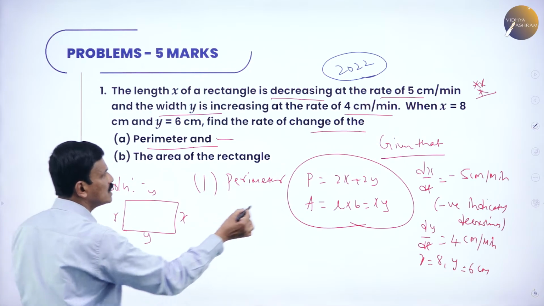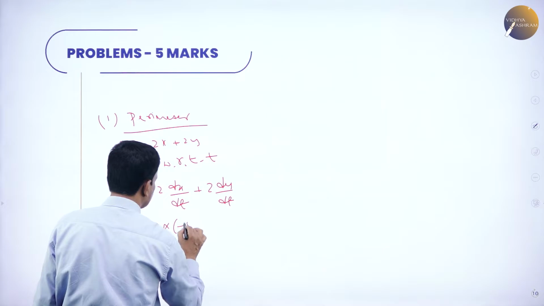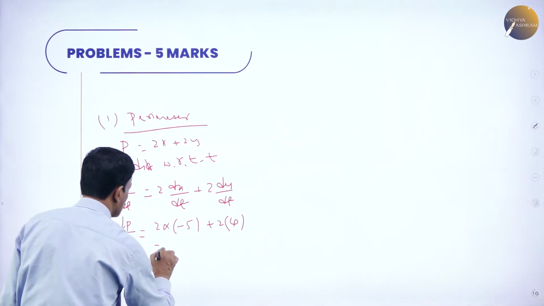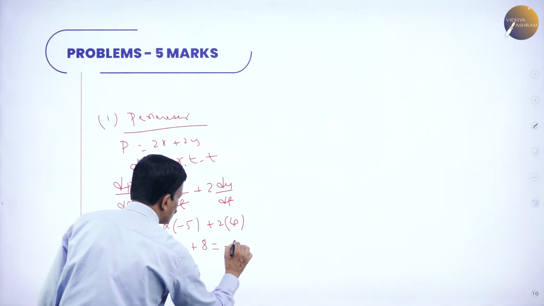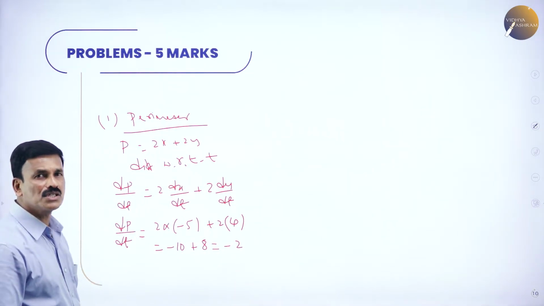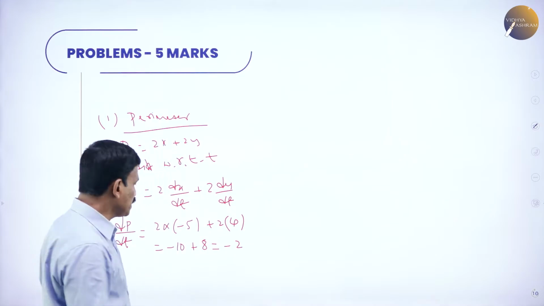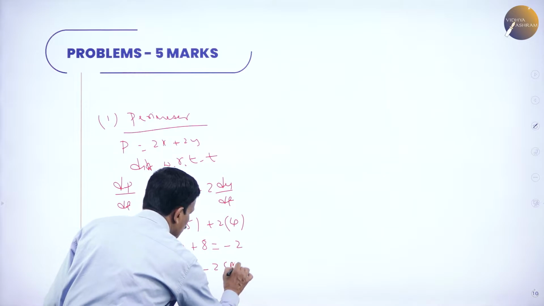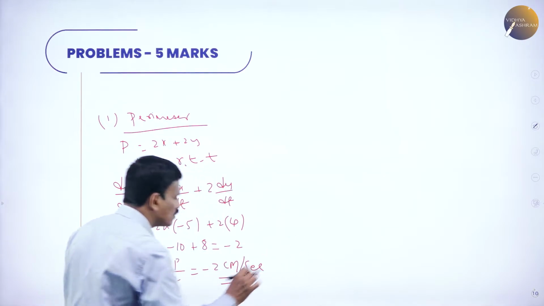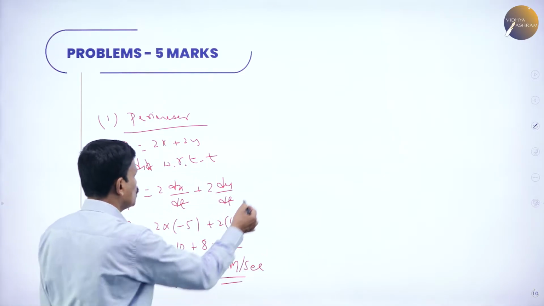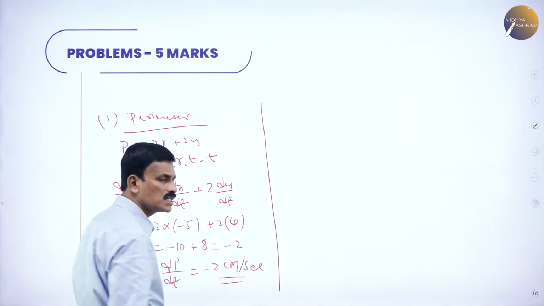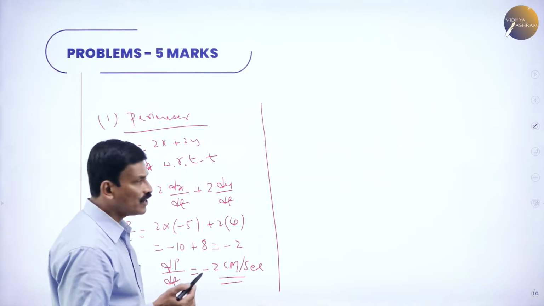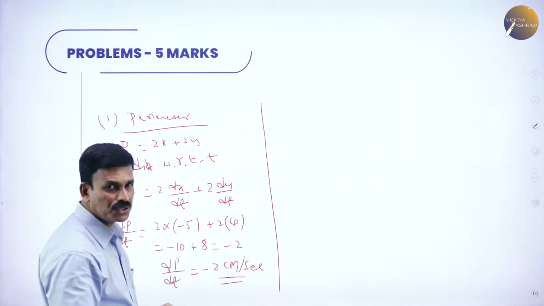2 into what is dx by dt? Minus 5, plus 2 into what is dy by dt? Plus 4. This is equal to minus 10 plus 8, that's equal to minus 2. So dP by dt is equal to minus 2 centimeters per minute. That's all. So if you do this much, you will get 2.5 marks: 2 marks for differentiation, and 1 mark for putting the values of given quantities.